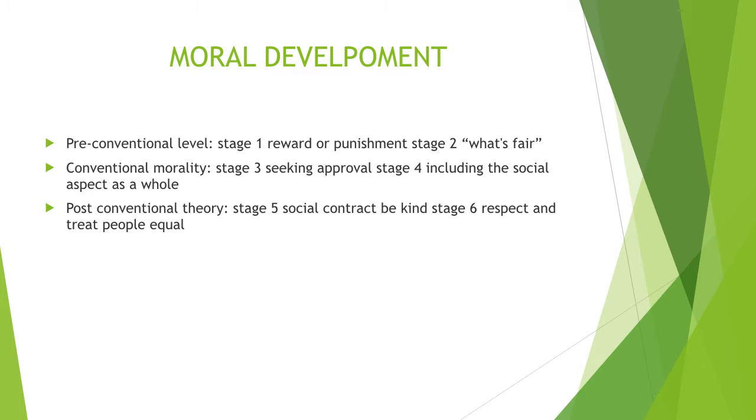Stage 3 is seeking approval. Stage 4 is including the social aspect as a whole. Level 3 is the post-conventional theory, and it includes stages 5 and 6. This includes stage 5, which is social contract, being kind, and stage 6, the respect of people and treating them equal.